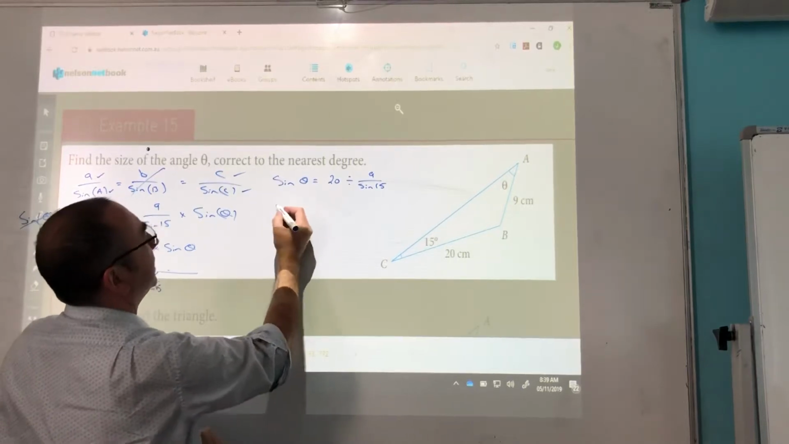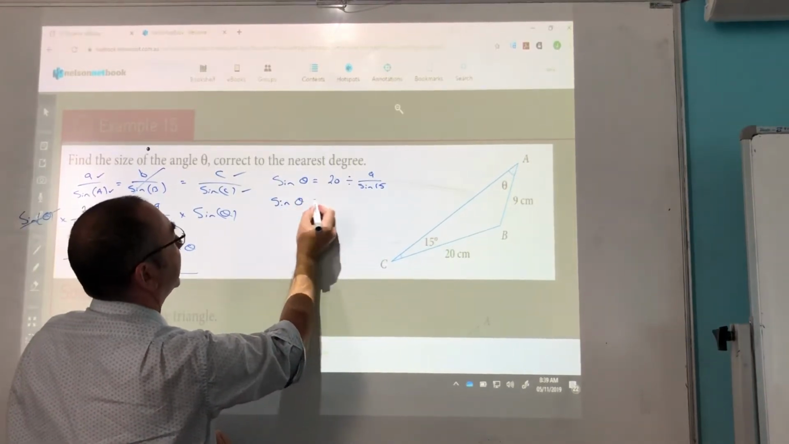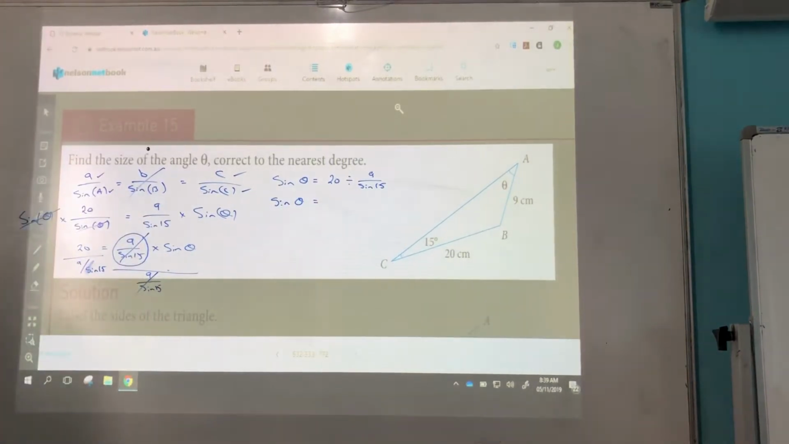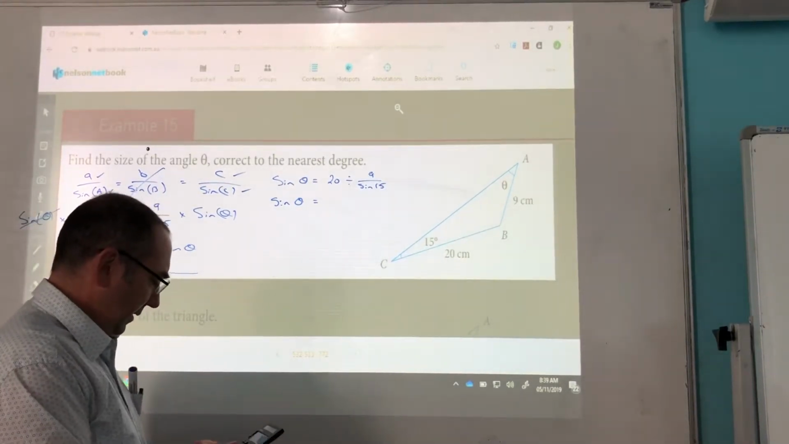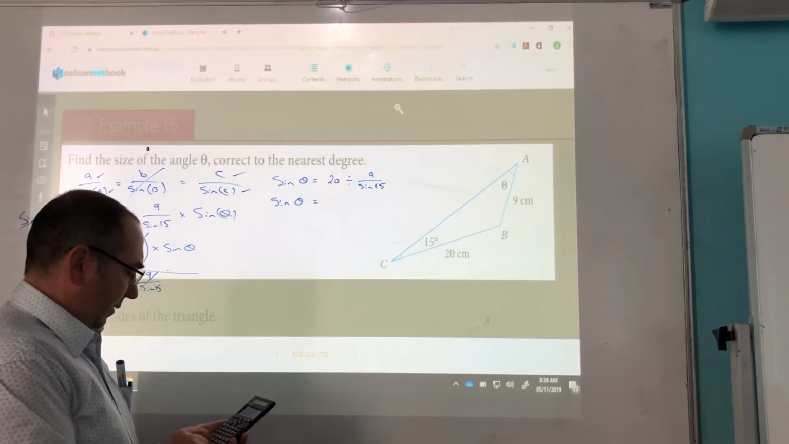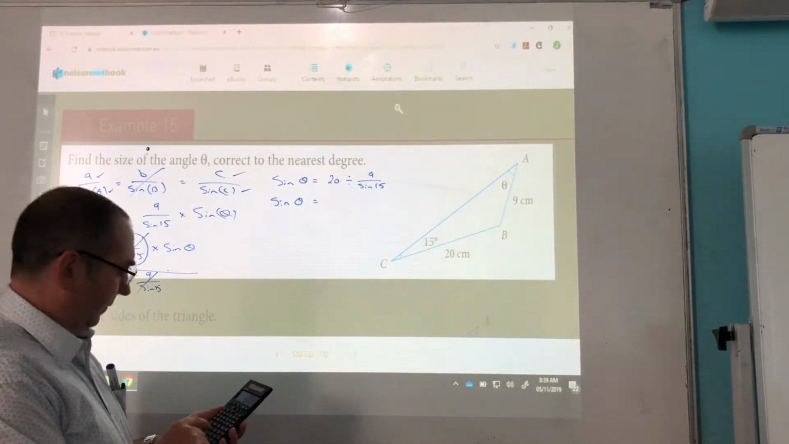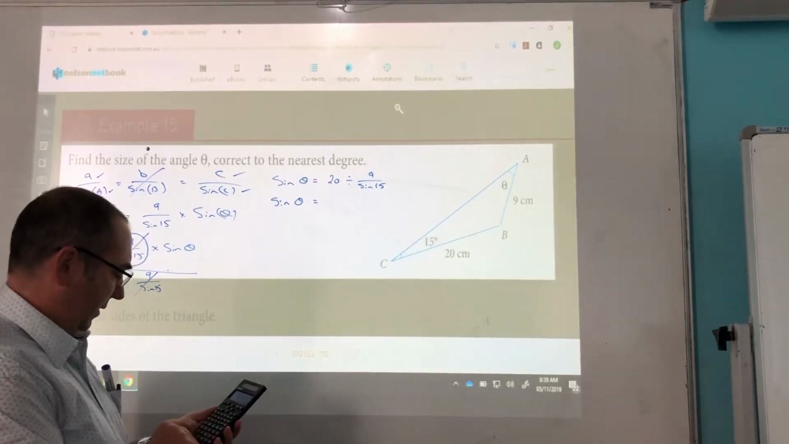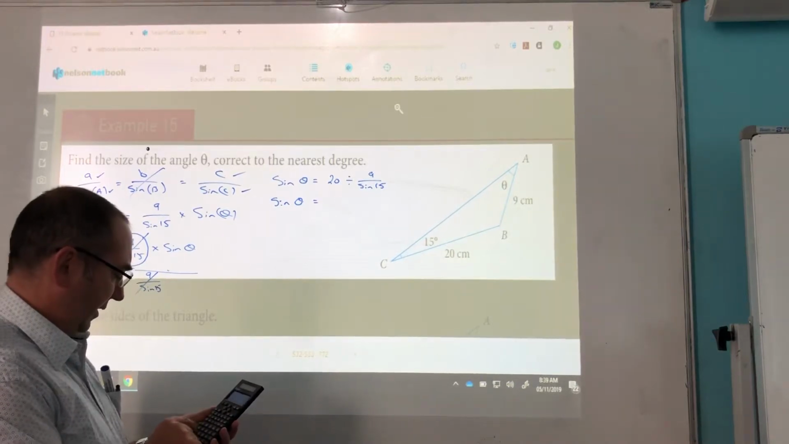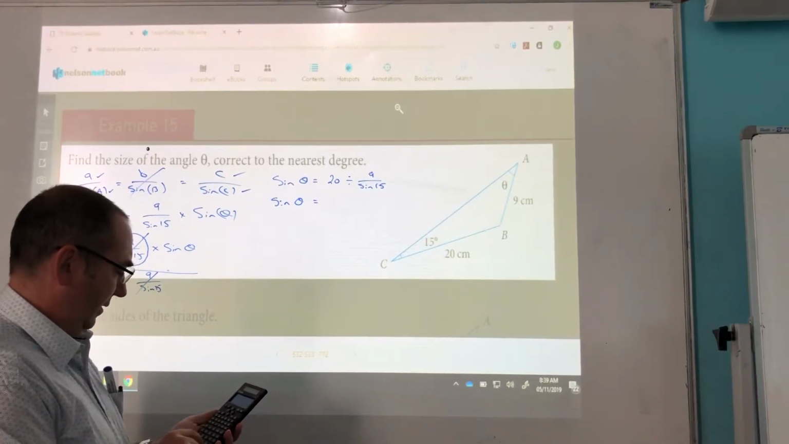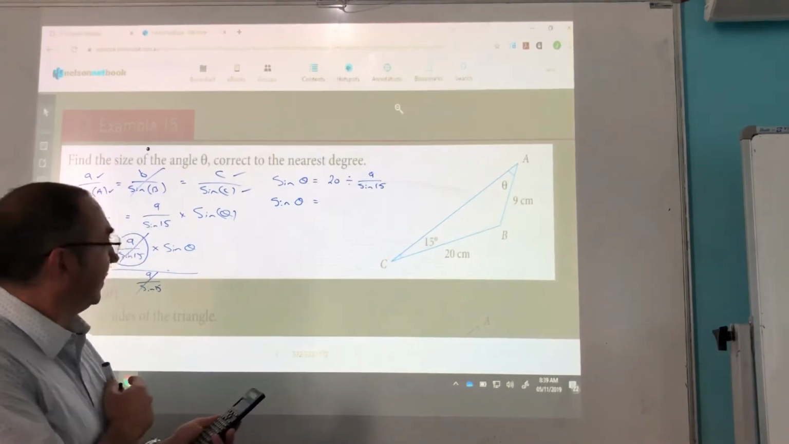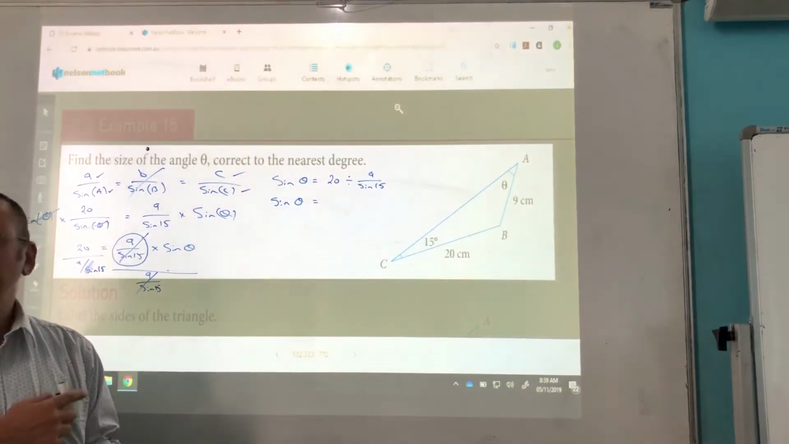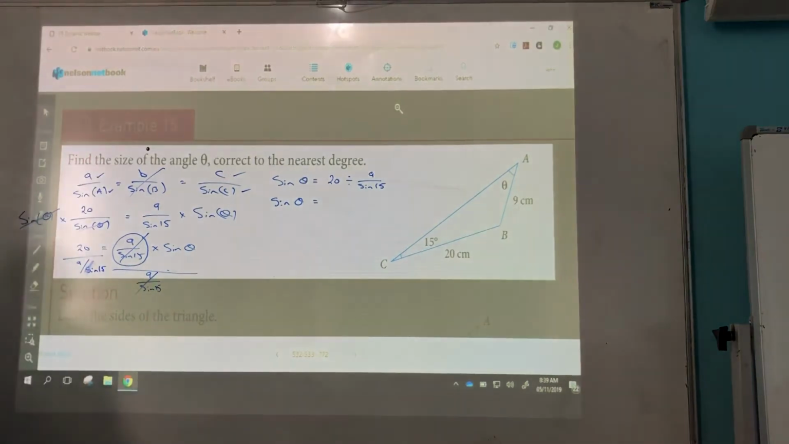So let's do that. Sine theta equals, let's see if my calculator can handle that. 20 divided by 9 divided by sine 15. I got low battery is the answer. Low battery. Thank you very much, calculator. Has anyone got a calculator I can borrow, please?